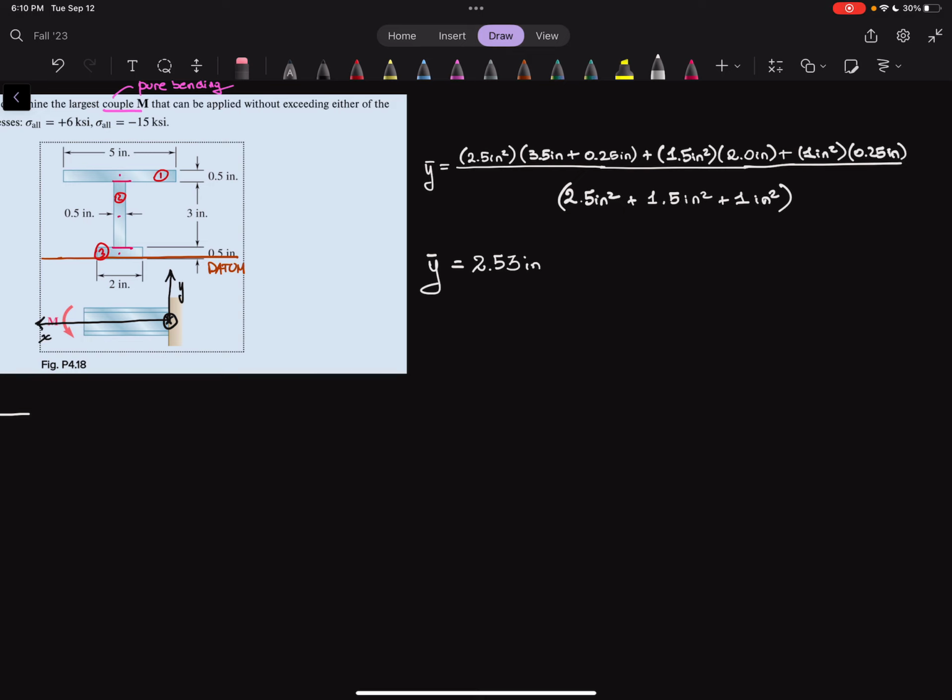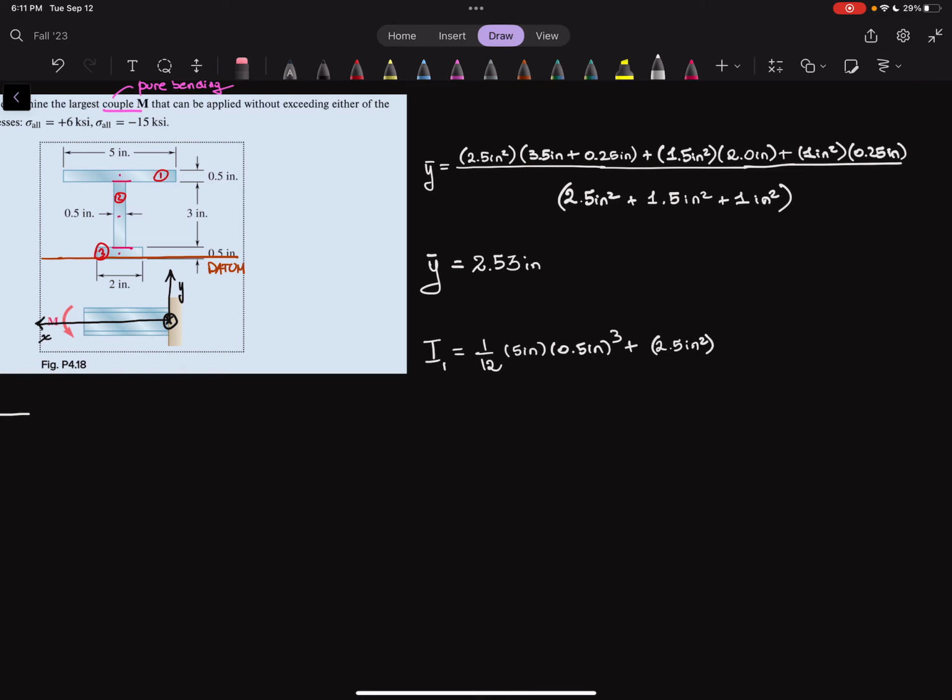Now we're going to find the I value. So for the I value, we can find the I for the shape 1. And what is the I for the shape 1? Well, it's going to be 1/12 from the centroid times the base, which is 5 inches, times the height, which is 0.5 inches to the third, plus the shift. Well, the area is 2.5. We already went over that.